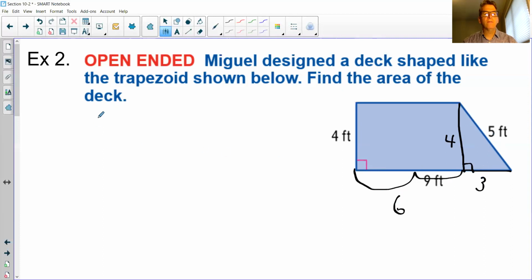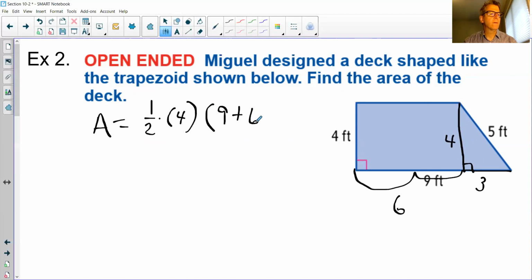So the area of this deck will be 1/2 times the height, which is 4, times the sum of the 9 and the 6. So you got 9 plus the 6. This happens to be 6. That was 3. That was 4. So we got to find that 3 first to tell us that was 6.